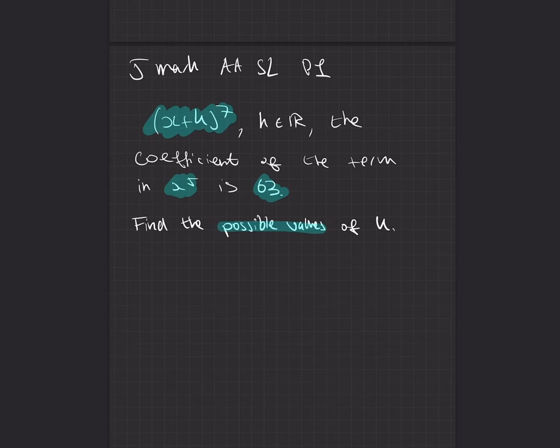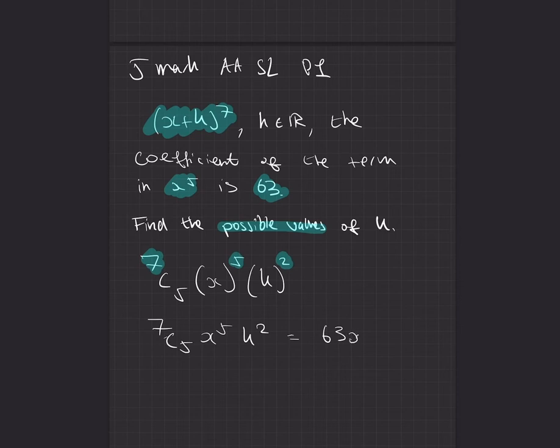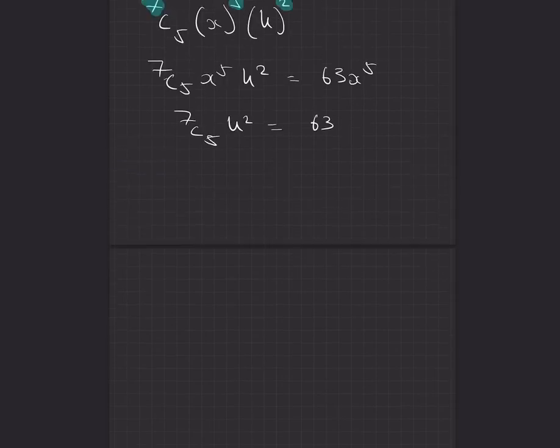We're trying to find x^5, so we're going to be doing 7C5 of x^5, and then k squared, because we know that the powers have to add up to 7. So let's just leave 7C5 as it is: 7C5 x^5 k^2. We know this is equal to 63x^5, so that means that 7C5 k^2 must be equal to 63.